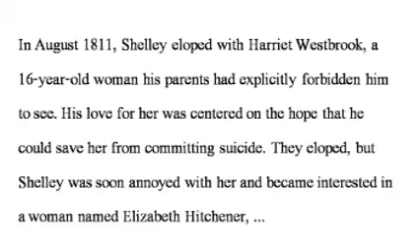In August 1811, Shelley eloped with Harriet Westbrook, a 16-year-old woman his parents had explicitly forbidden him to see. So here you find some of his adventures. First was an elopement with a very young girl whom his parents had forbidden him to see. His love for her was centered on the hope that he could save her from committing suicide. So his main idea behind this elopement was to save this girl from committing suicide. They eloped, but Shelley was soon annoyed with her and became interested in a woman named Elizabeth Hitchener. So after some time, he got tired of this girl, and he found another woman.